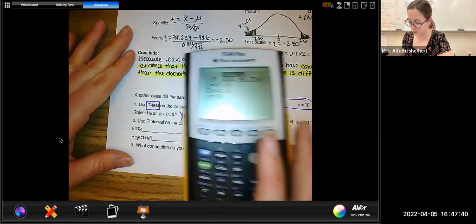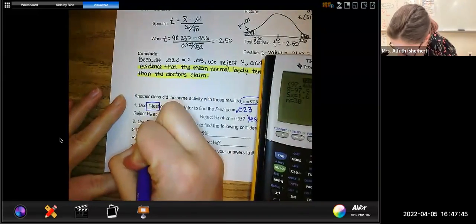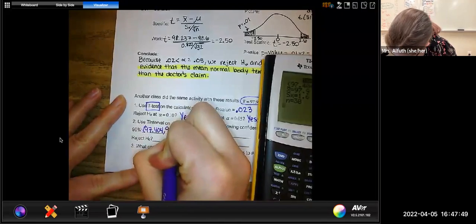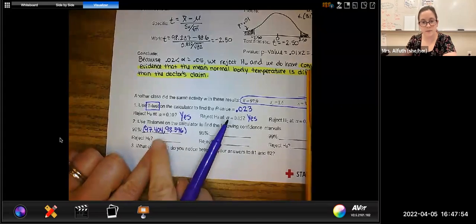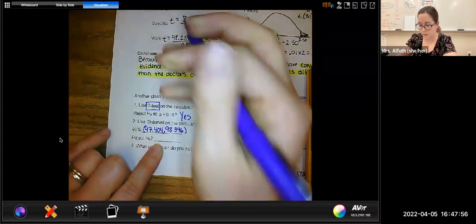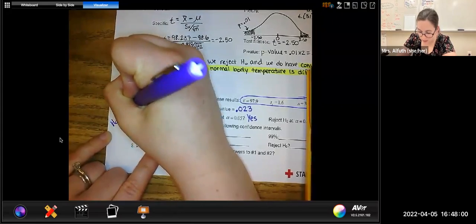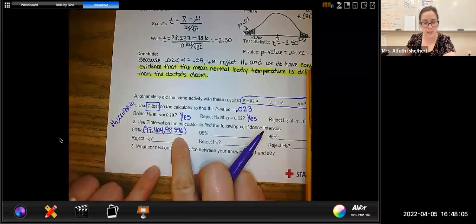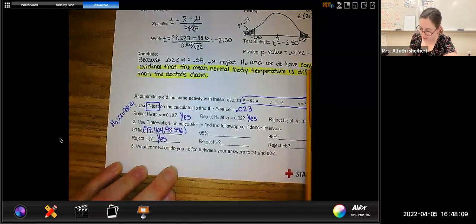There's that first interval. So let's write that down. 97.404 to 98.396. Would we reject the null hypothesis for this? Well, remember our null hypothesis was that mu equals 98.6. Does this contain 98.6 or does it capture 98.6? No, it does not. So we would reject the null hypothesis.